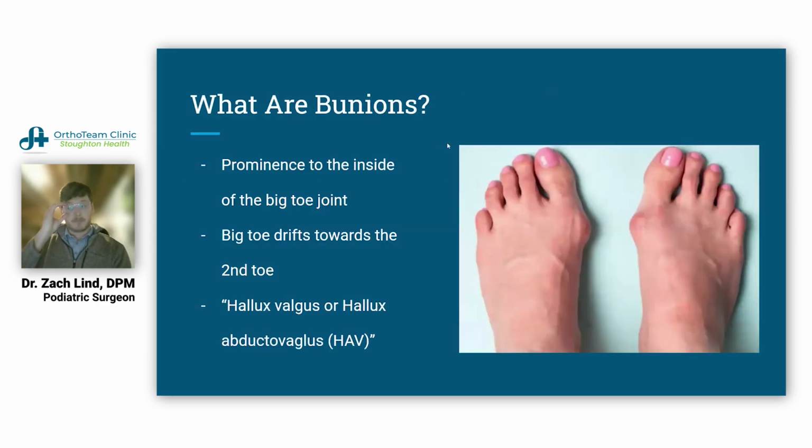So, you've probably heard the term bunions. You maybe look down and this looks like yours. So what are they? It's a prominence typically on the inside of the foot at the big toe joint. The big toe starts drifting over to the second toe. It's also known as hallux valgus or hallux abductovalgus.